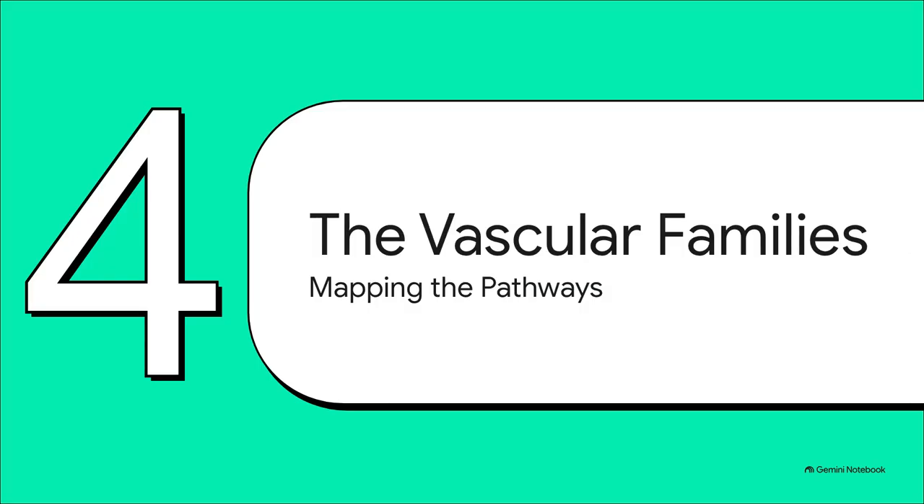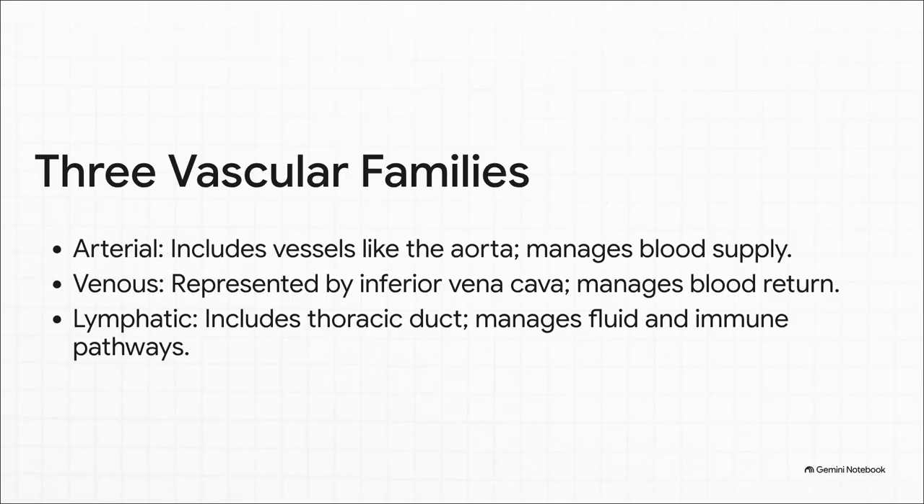Section 4. The vascular families. This is where the mapping really begins, and it's the foundation for figuring out our branch orders. Think of these as the three main highway systems in the body. You've got the venous family, bringing blood back to the heart, and the lymphatic family managing fluids. But today, we are hyper-focused on the arterial family, which carries blood away from the heart. In this family, the aorta acts as our starting parent vessel, basically the main trunk of our vascular tree.